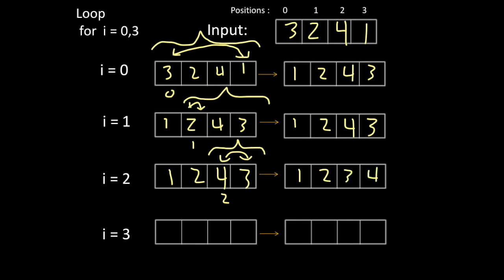Now, on the last iteration, we find the minimum value from position 3 onwards and swap it with the value at position 3, which will result in no change, since 4 is the minimum value and the only value from position 3 onwards, so it's going to stay. So our list is sorted and selection sort is done.